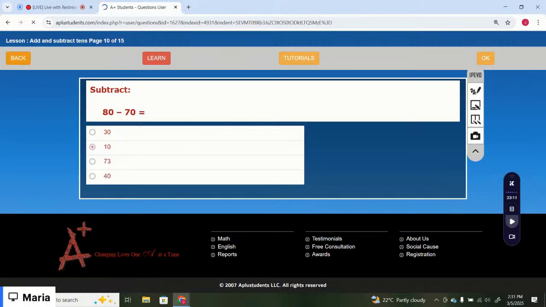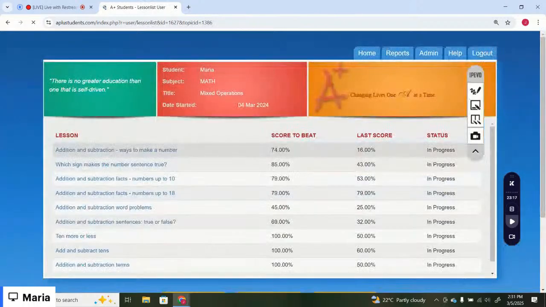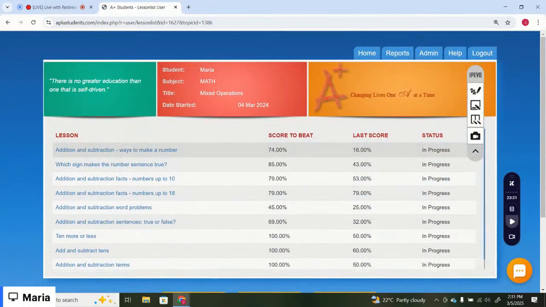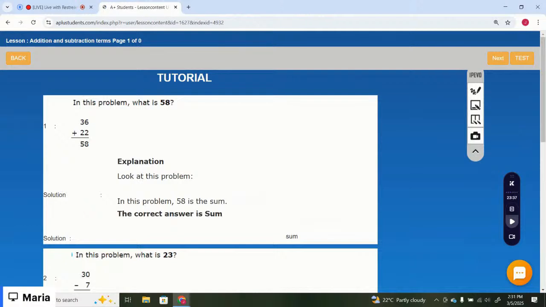Okay, you can complete the lesson by yourself later today. Let me just move on to the next lesson. The next lesson is addition and subtraction terms.